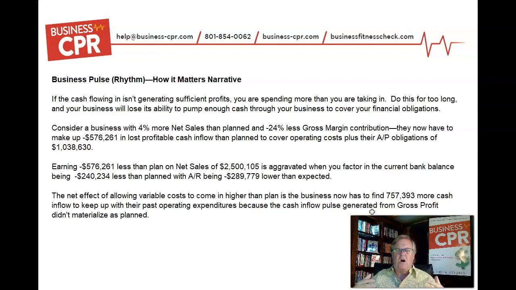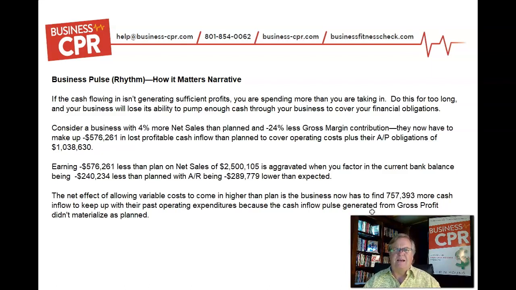So when you look at all of those elements, this business, because they allowed their direct costs to increase 24% higher than what they planned them to be, now have to find $757,000 to make up for that operating inefficiency.